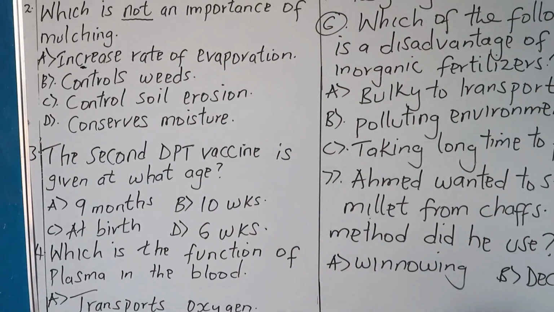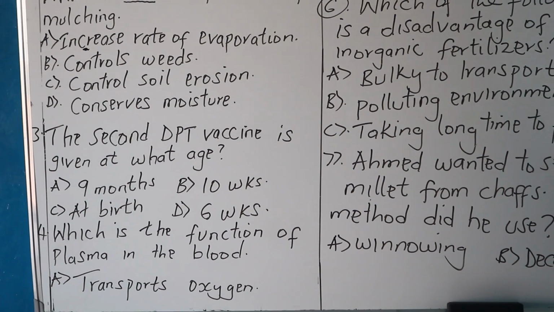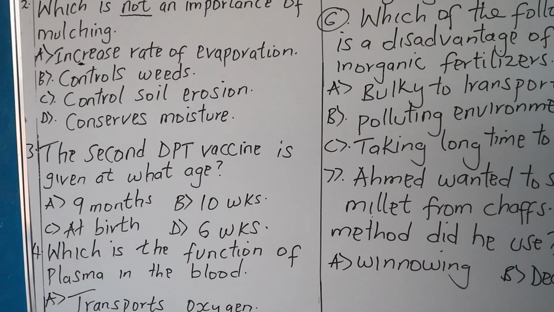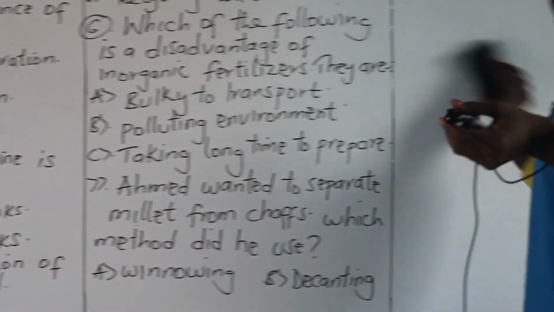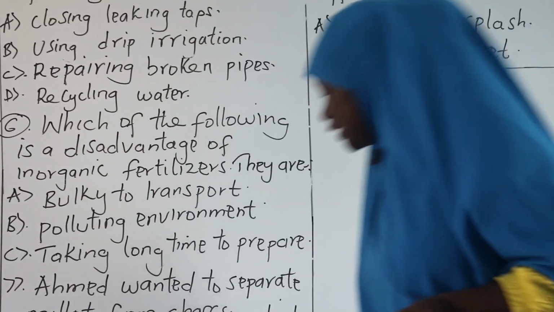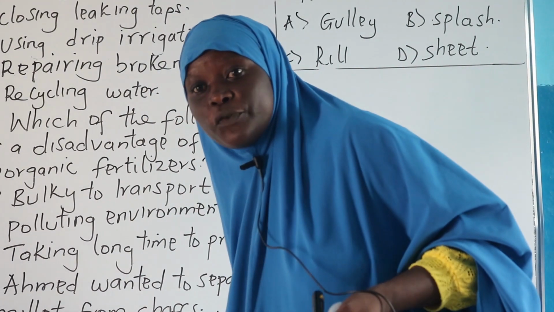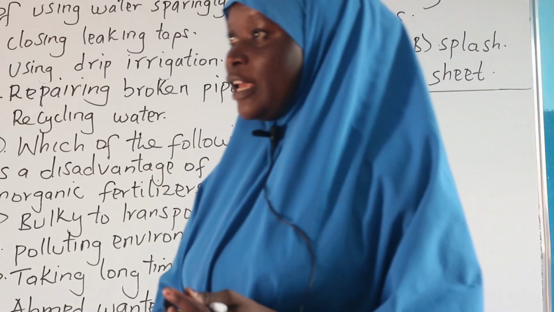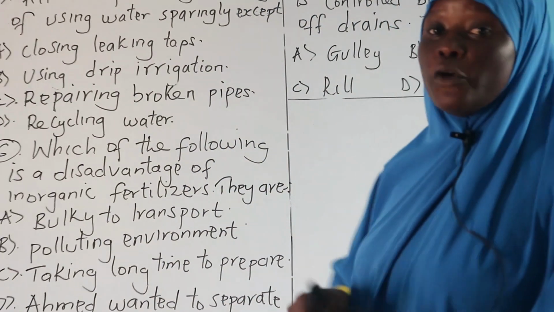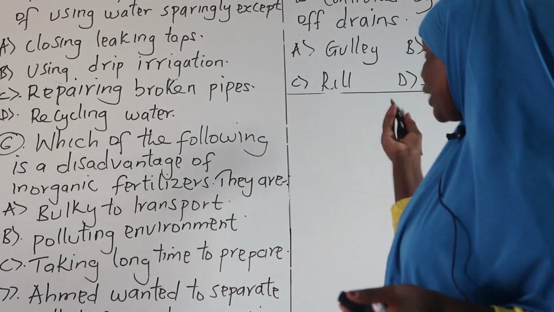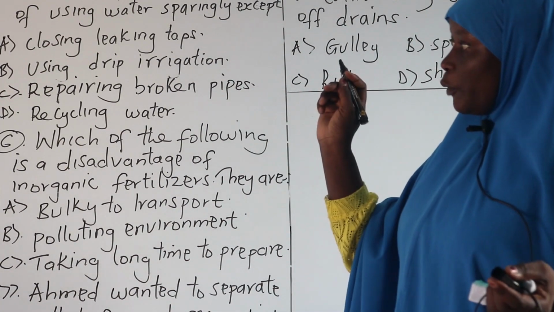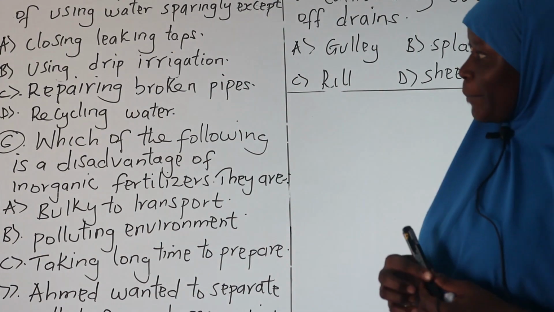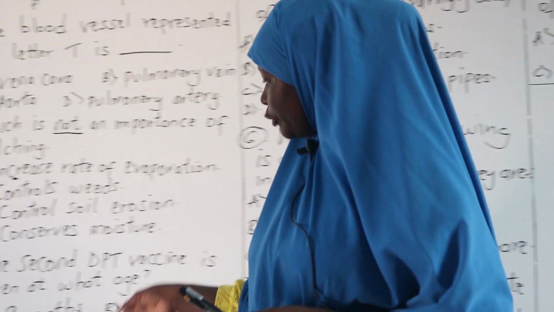Number 3, the second DPT vaccine is given at what age? Do you know what a vaccine is? Vaccines are drugs which are given to prevent us from getting diseases. And we have different vaccines for different diseases. The major ones which we give to children below 5 years, they are around 5, though there are also others. So we have BCG, we have DPT, we have anti-measles, anti-polio, and we have yellow fever vaccine. But now they are asking a specific one, DPT.